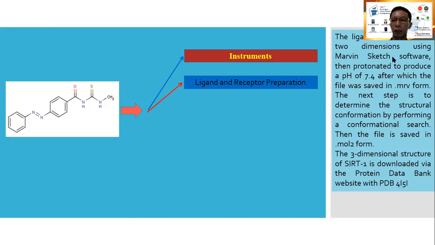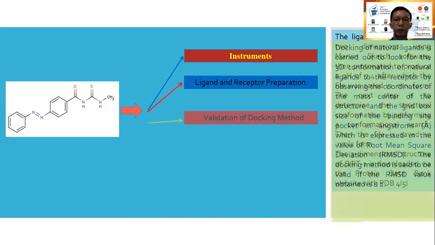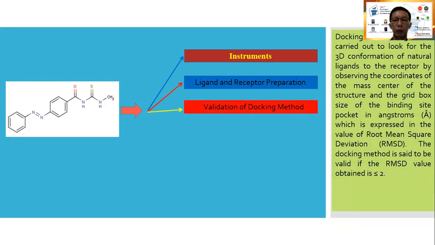The three-dimensional structure of Sirtuin-1 is downloaded via the Protein Data Bank website with the PDB code 4A5A. And then the next procedure we did was validation and the docking method.